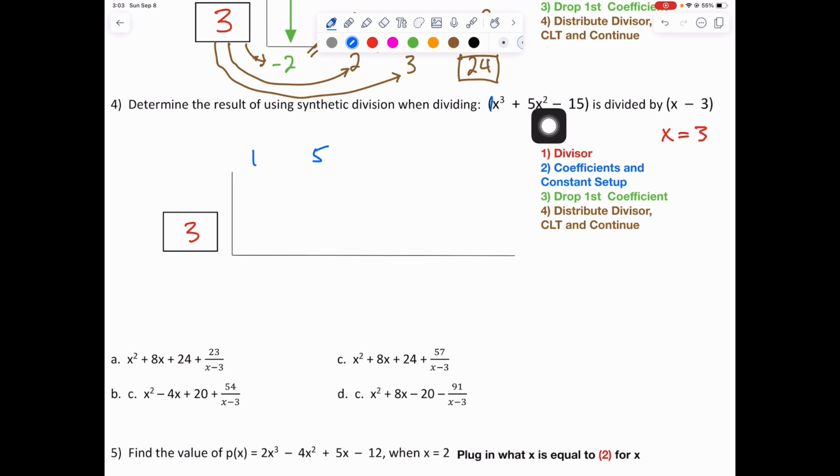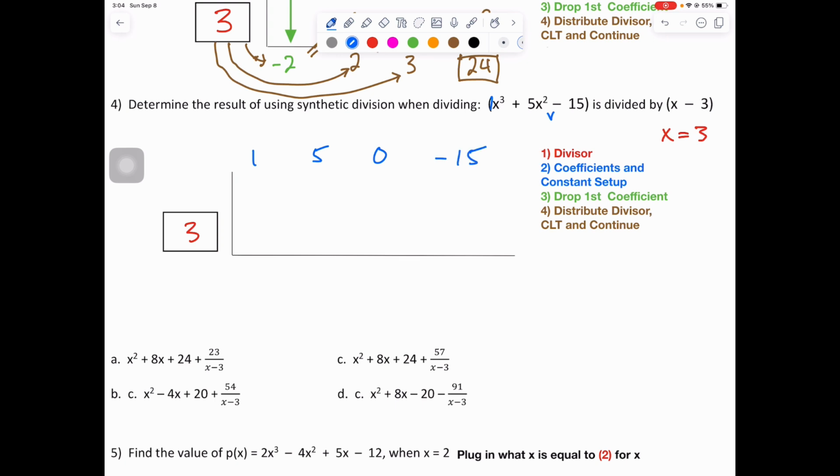Now, because we don't have an x to the first, I'm just going to draw like a little arrow here. And it wouldn't be x to the first, it would just be written as x. All right, and it's not there. So if it's not there and we don't see it, we still have to add it, except we're just going to put in a 0 to replace it. Then drop your minus 15.